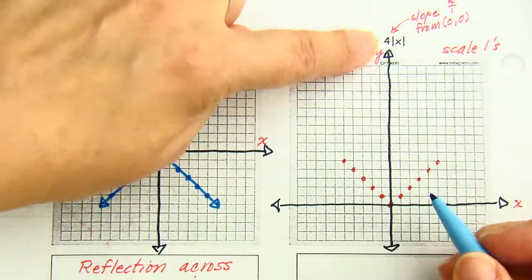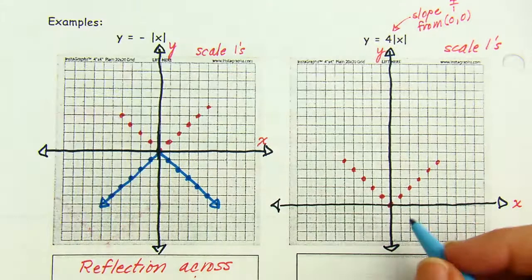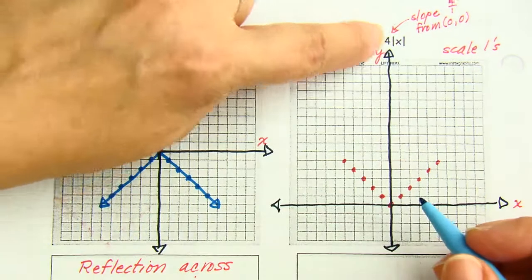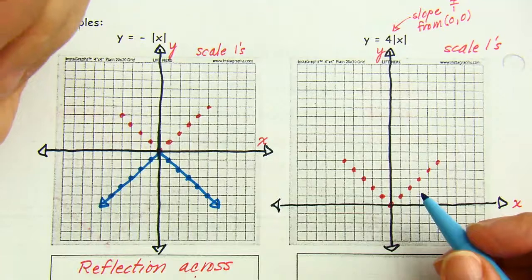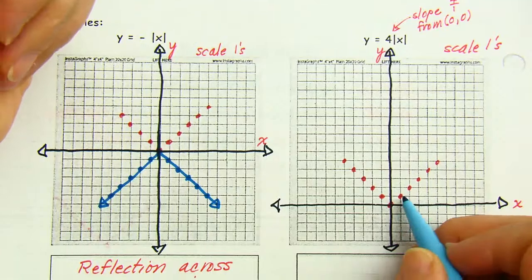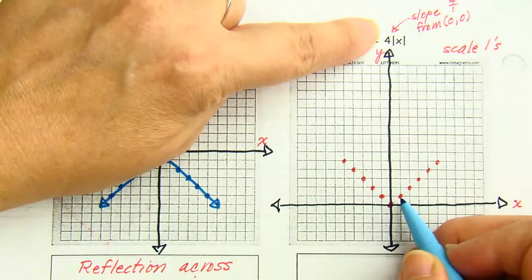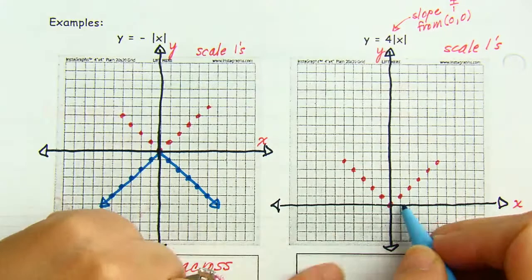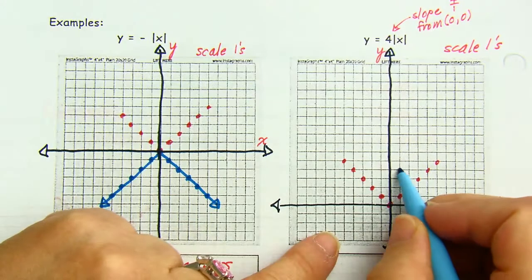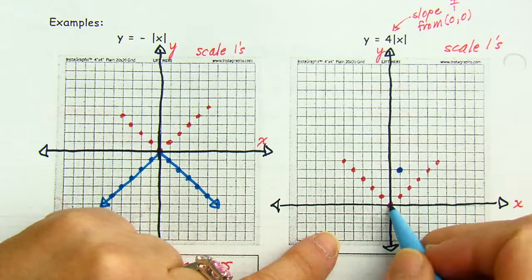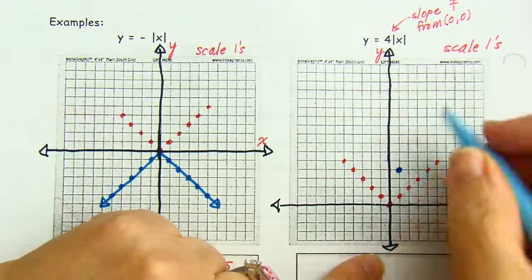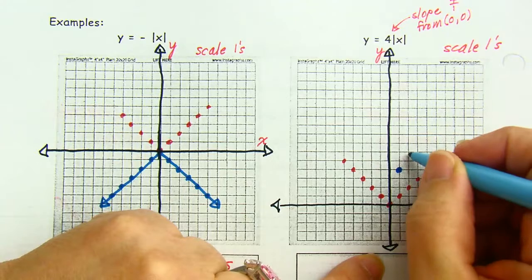Now, we're going to stretch this graph by a factor of 4. And remember, it's the y values that are going to be stretched, right? y equals 4 times something. Okay, the absolute value of 1 is 1, but wait a minute, I have to multiply it by 4. So 1 times 4 is 4. So when x is 1, y is 1, 2, 3, 4. When x is 2, the absolute value of 2 is 2, times 4 is 8. So this is 4, 5, 6, 7, 8.